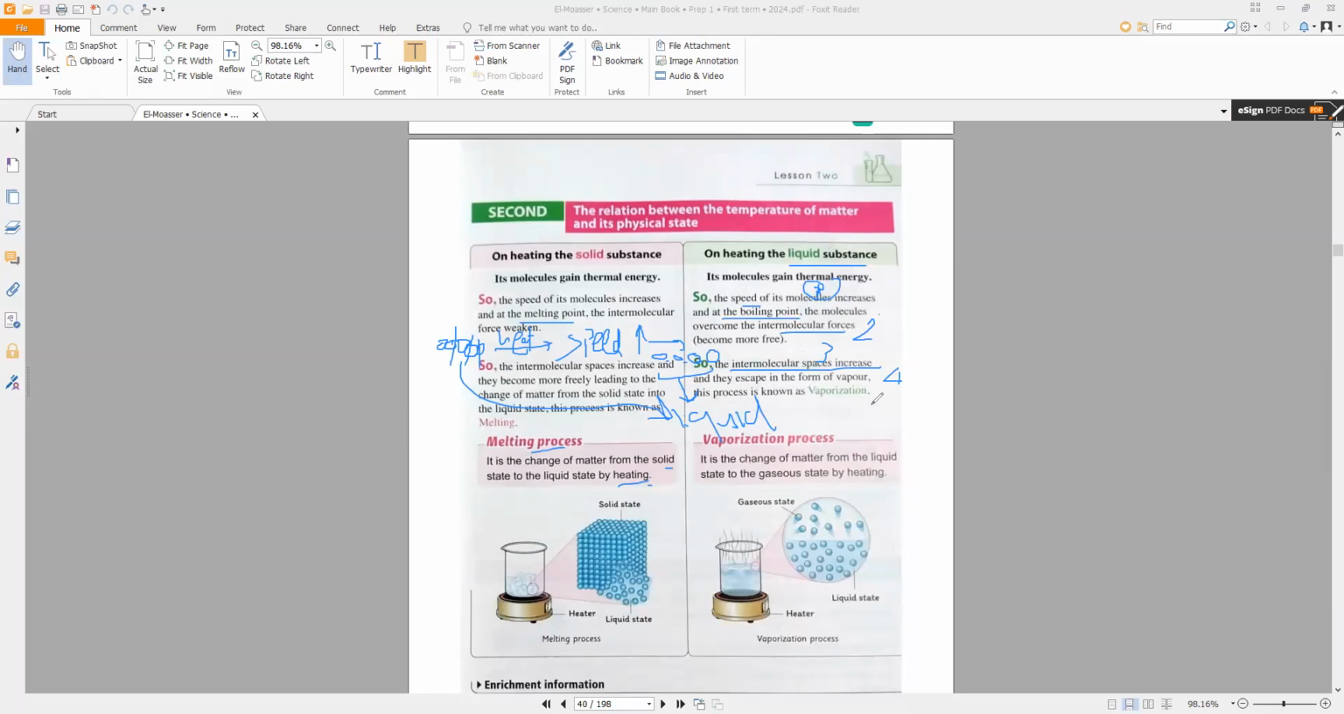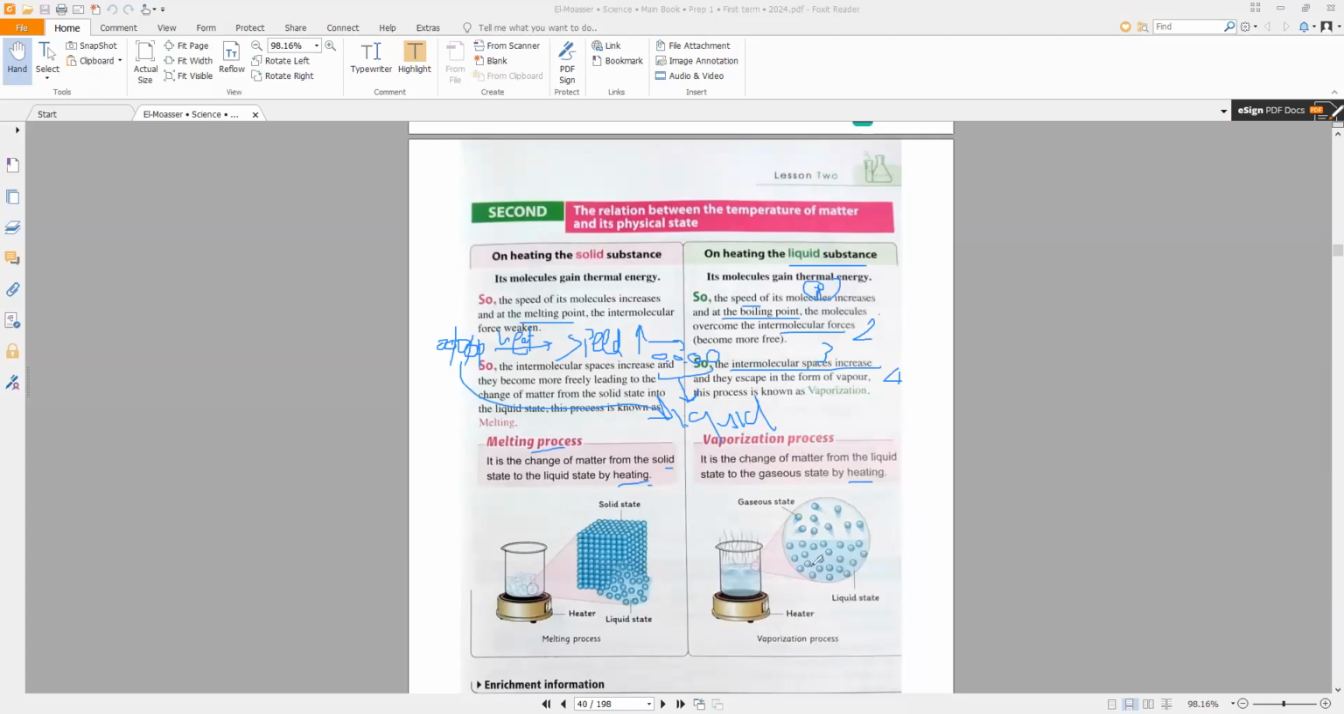It is called vaporization. So what is the meaning of the vaporization process? It is the change of matter from the liquid substance to the gaseous substance by heating at a point called the boiling point. Gaseous state.